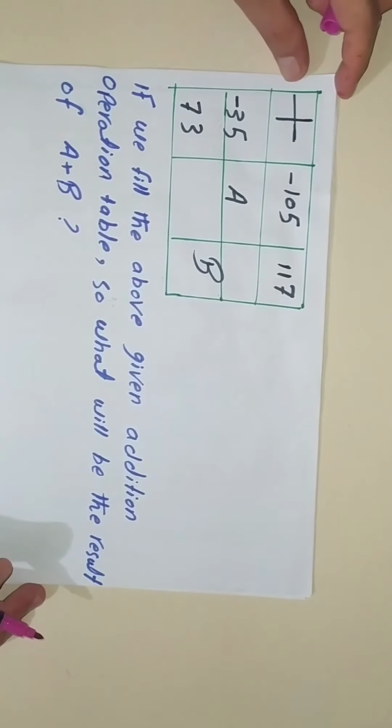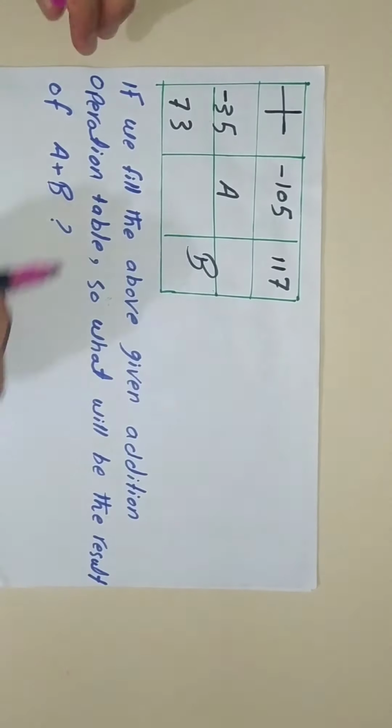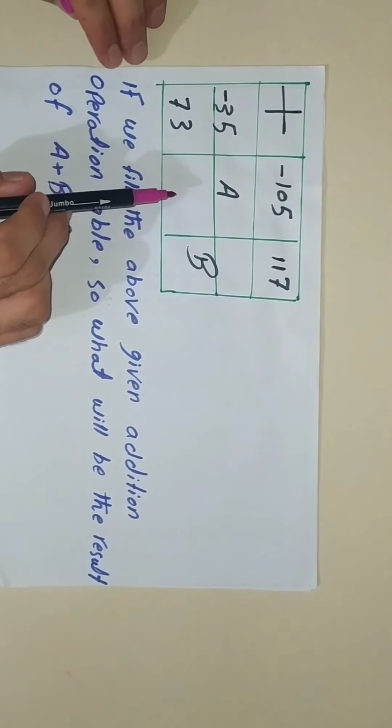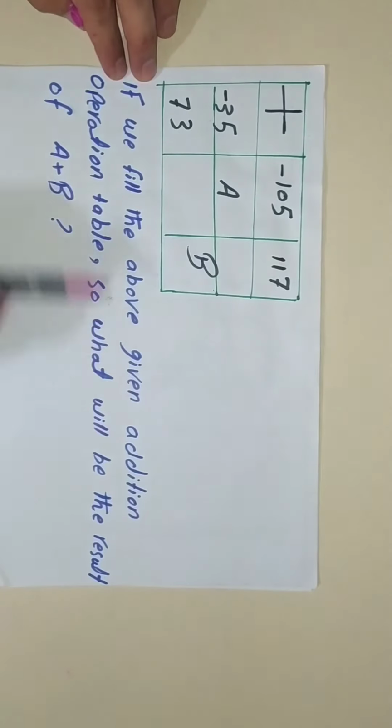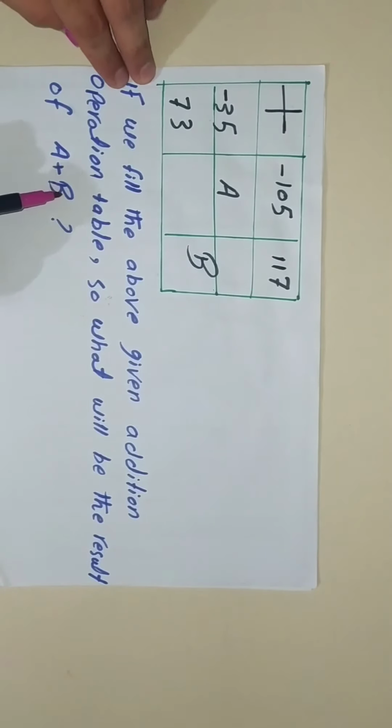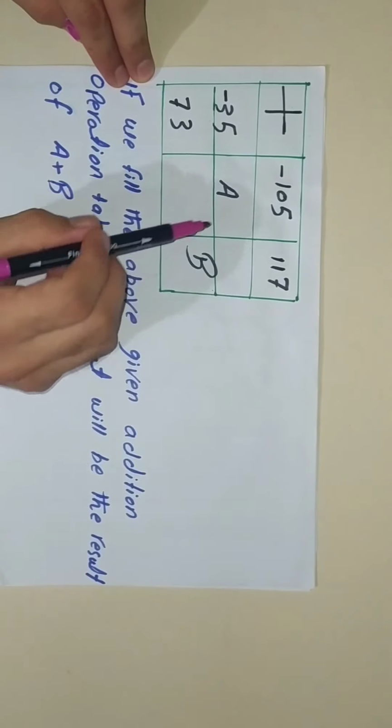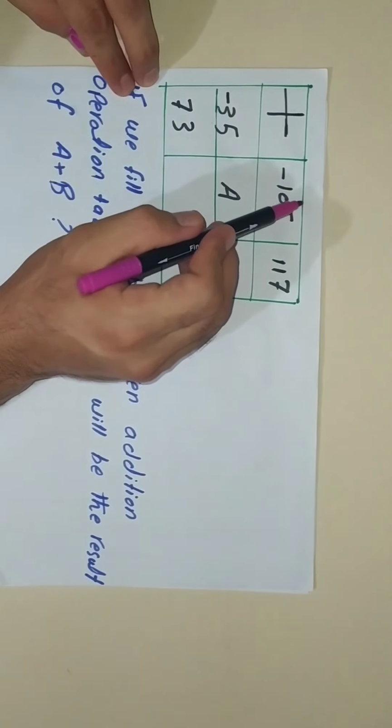Okay, now one table is given. This table is the table of addition. Okay, it is the table of addition. If we fill the above given addition operation table, what will be the result of A plus B? First we have to find the value of A. Okay, it is like this.